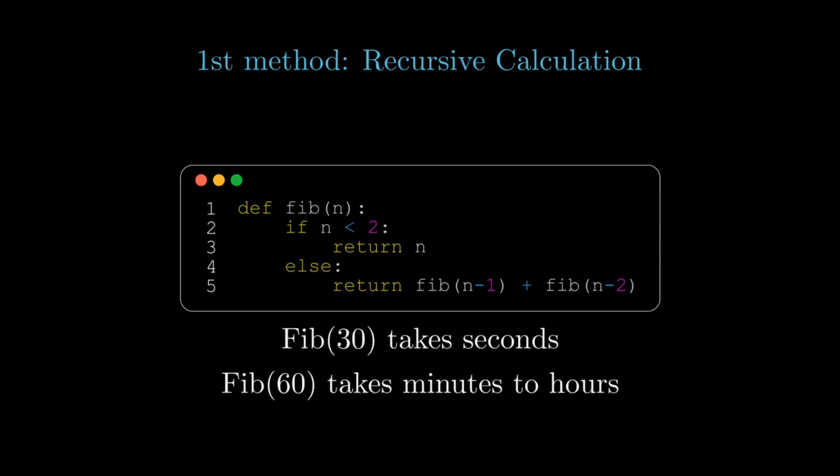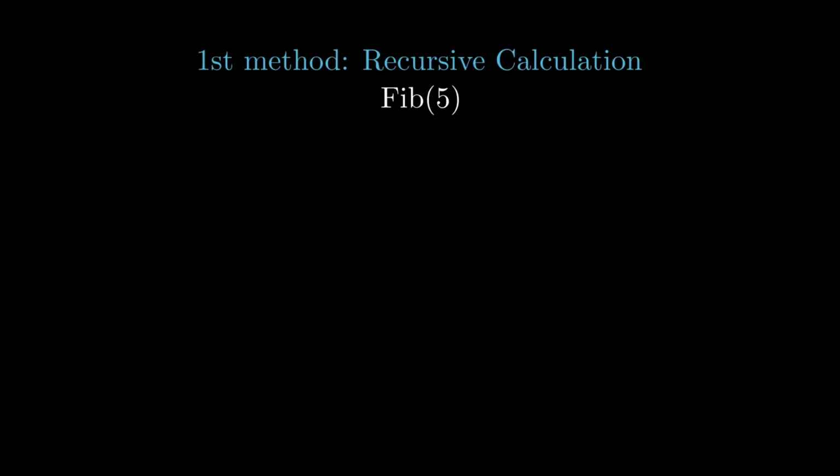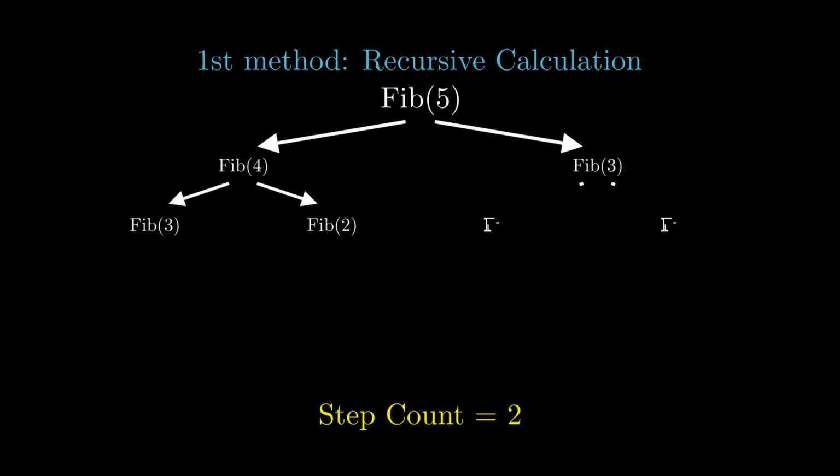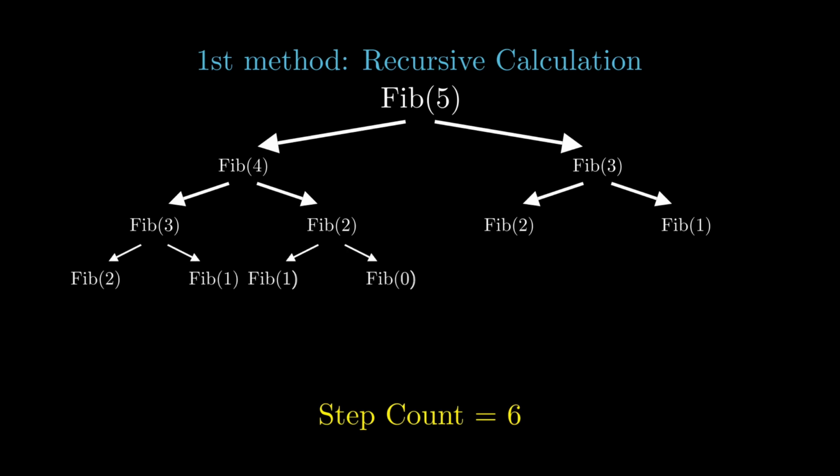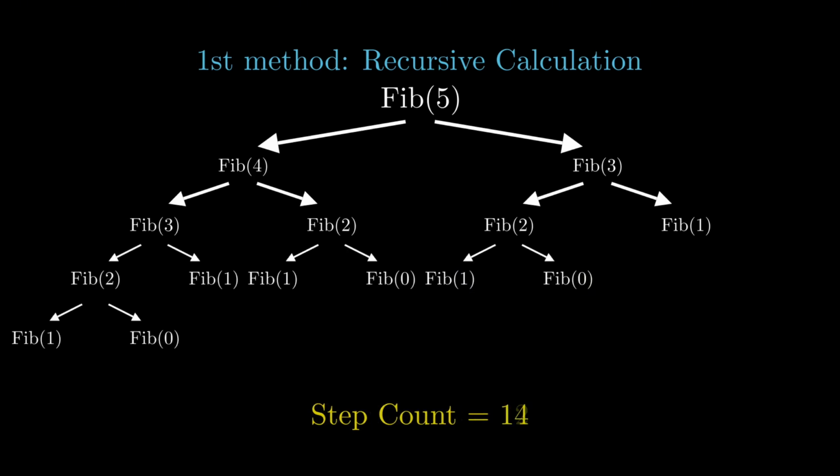Why? Each calculation splits into a tree of recursive calls, causing repeated work. For example, fib of 5 requires 14 calls. This inefficiency results in exponential time complexity, O of fib of n.